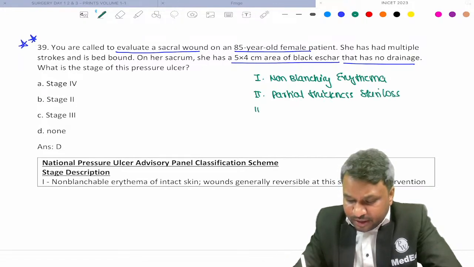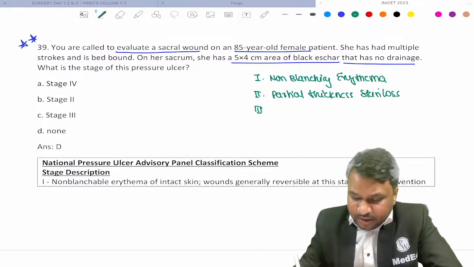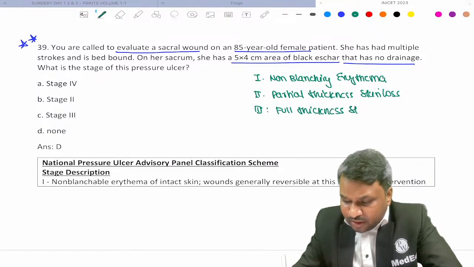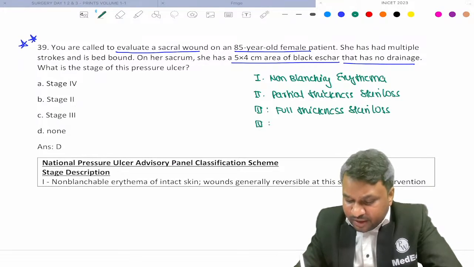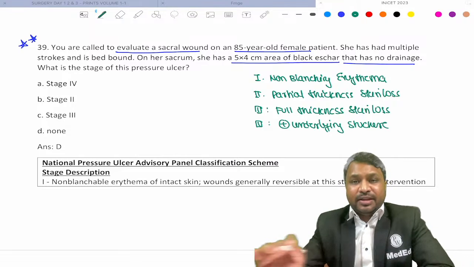In grade 3 there is full thickness skin loss. Grade 4 is when there is involvement of underlying structure, that is a vessel, a tendon, a nerve, anything is involved.